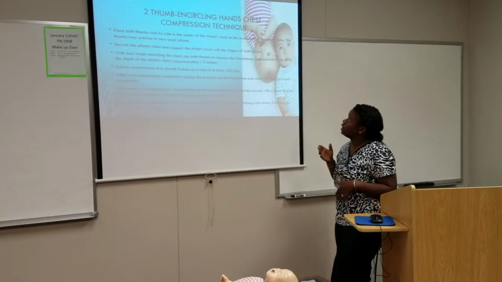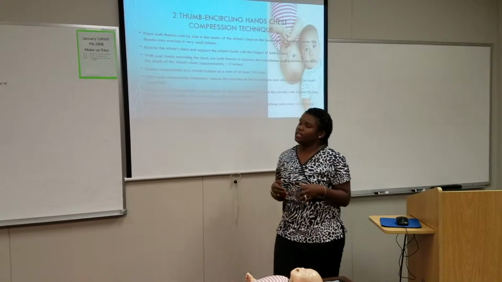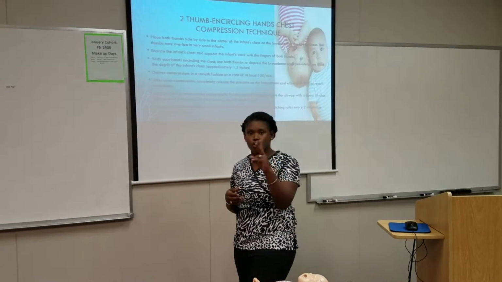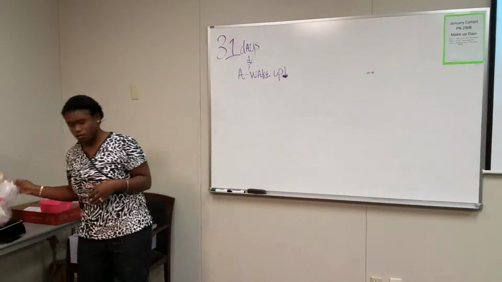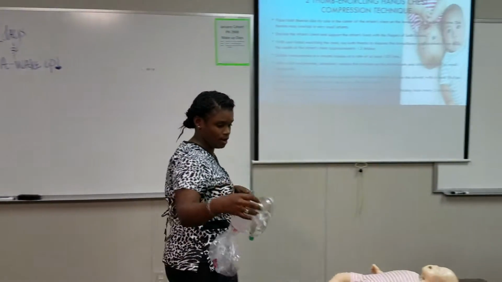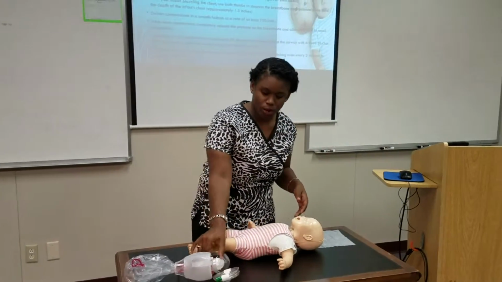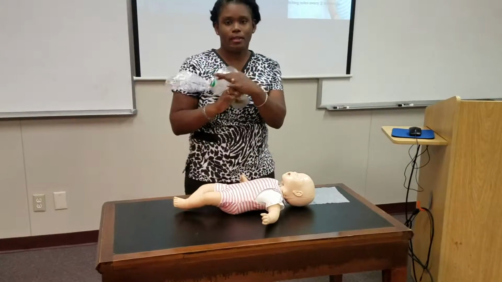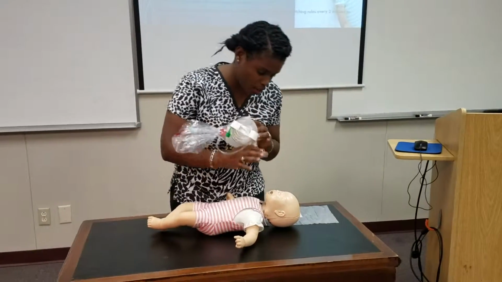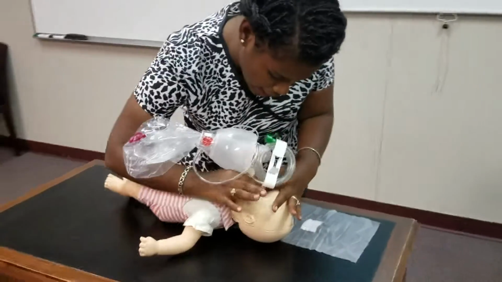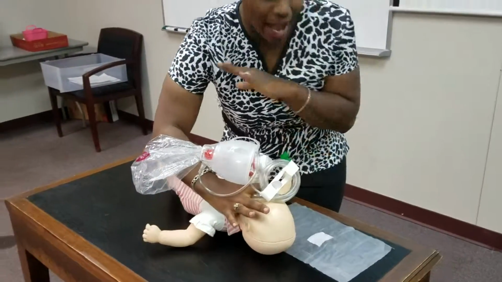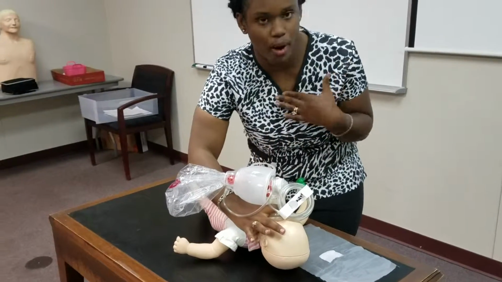Two thumb-encircling hands chest compression technique. This is if you have two people for this process. One person is going to do this right here, while the other rescuer takes the breathing mask and holds it over the infant's nose and mouth. You hold your hand in the C position to make sure this is sealed properly, so that no air can leak.